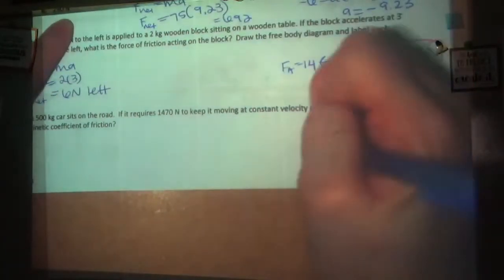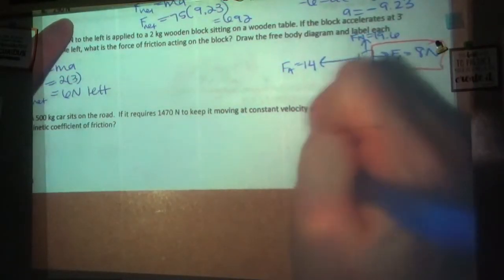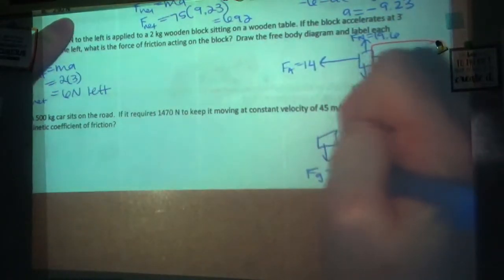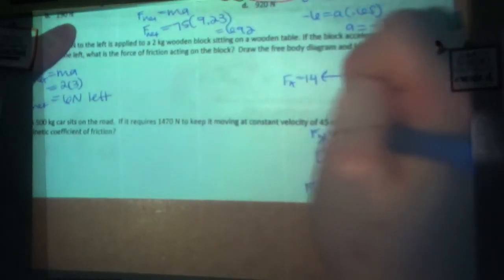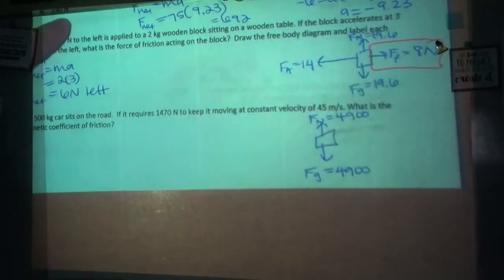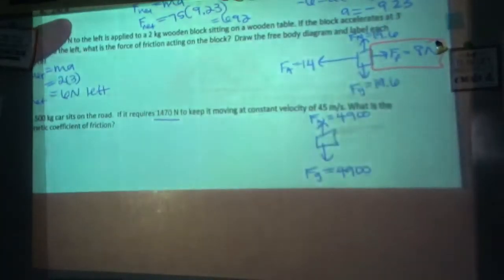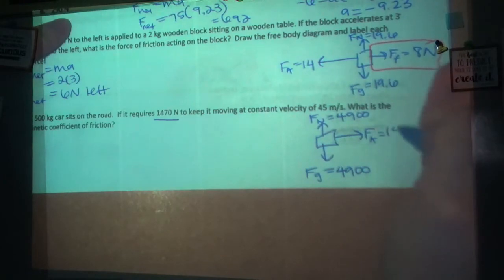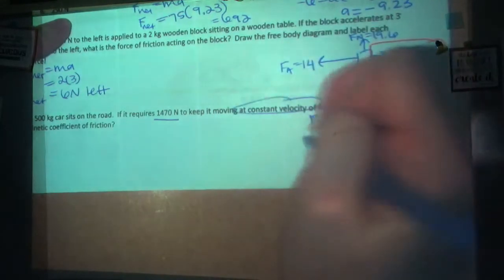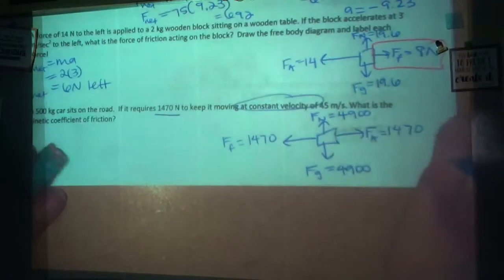32, a 500 kilogram car sits on the road, so I can find the force of gravity very easily. It's 500 times 9.8, so that gives me 4,900. And then my normal force is also 4,900. And it requires this many newtons to keep it moving at a constant velocity. That's the applied force it needs. And if it's going at a constant velocity, that means the friction force is exactly equal, because constant velocity means the forces are balanced.